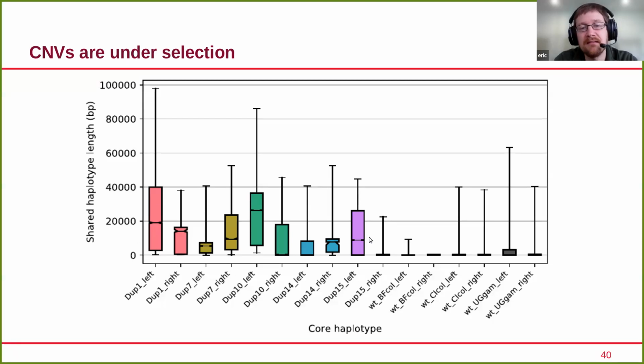And so this is telling us that these CNVs are under strong positive selection. Essentially what it's telling us is that 2 copies of the CNV drawn from the population are quite closely related. They came from a common ancestor relatively recently.